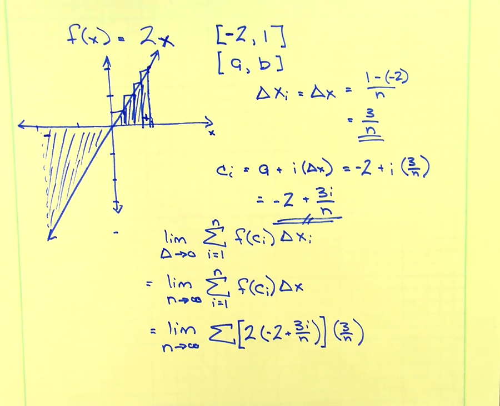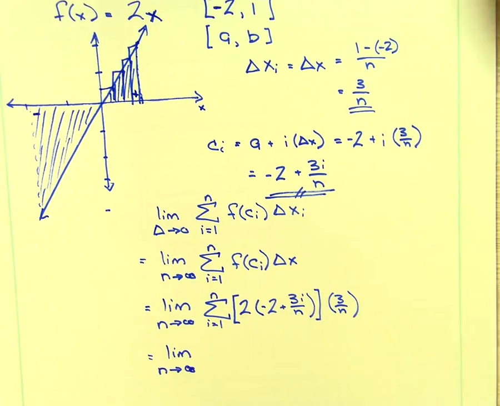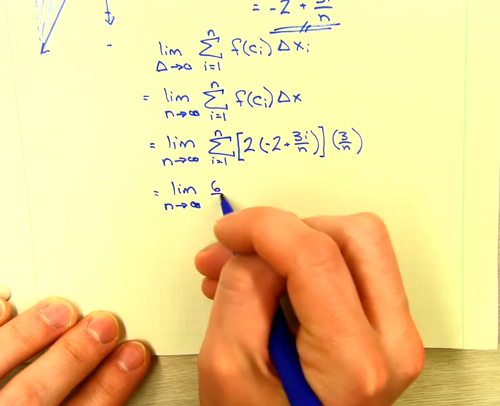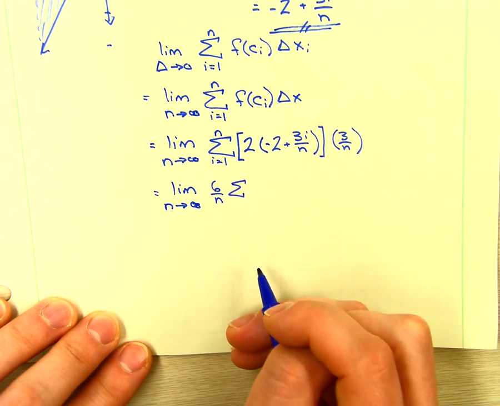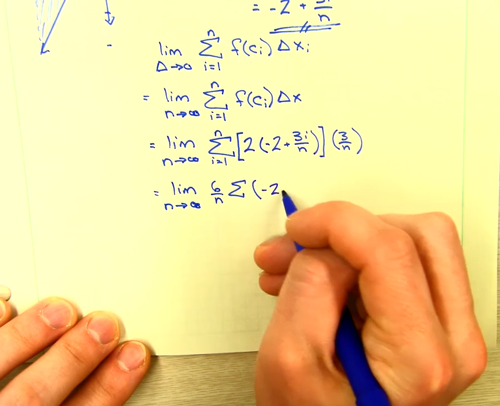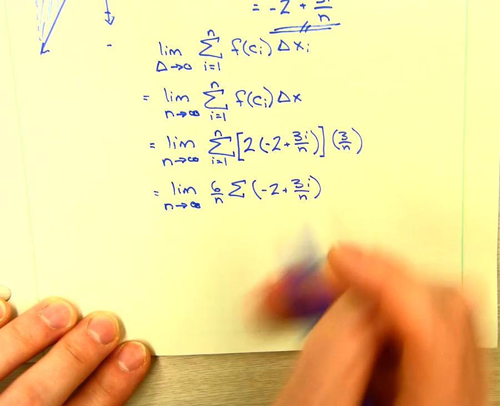Now I'm going to simplify this. First thing I notice is I've got this n, and I've actually got this 2 out front, so I'm going to combine them and pull them out front. So 2 times 3 is going to be 6, 6 divided by n. And remember, n is a constant, right? It's eventually going to infinity, but it is just a constant. So I'm going to go ahead and pull it out. So my limit stays out front as n goes to infinity. And now I've got 6 divided by n, sigma, and then everything else inside. Since I've got this 3 and this 2 pulled out, all I'm left with is minus 2 plus 3i divided by n.